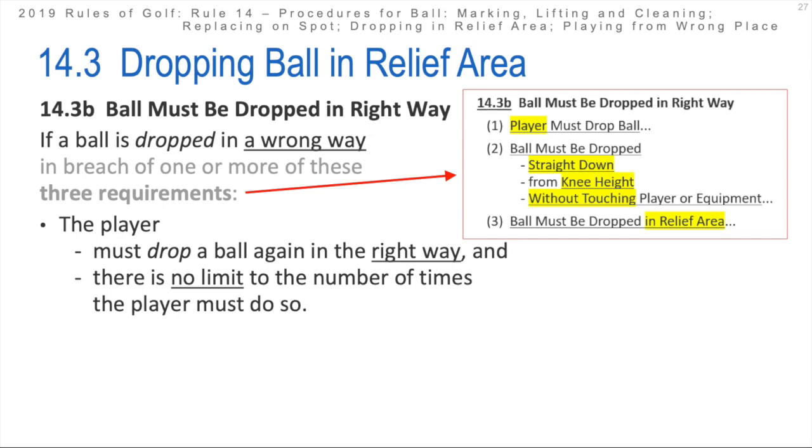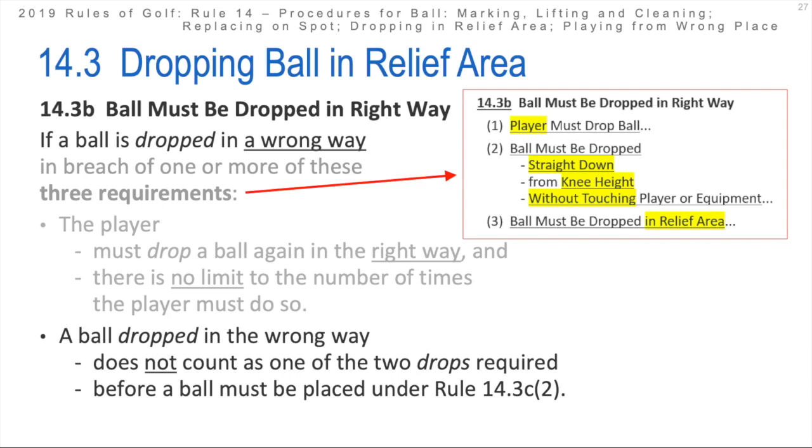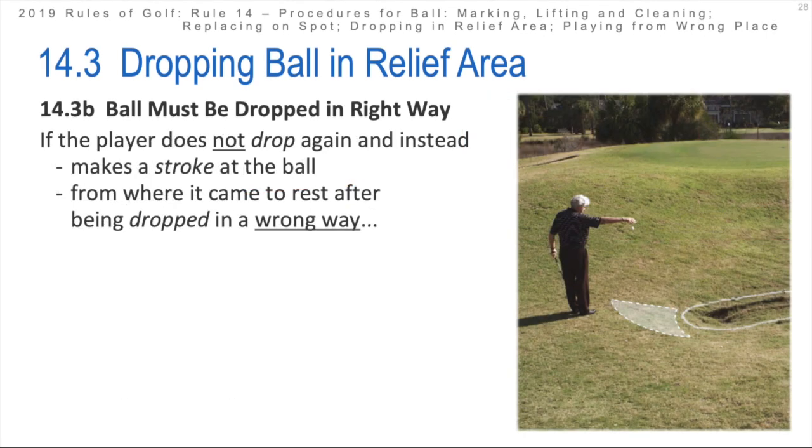That's another wrong drop that you're allowed to correct. But we don't care how many times you mess it up in that way. There's no limit. A ball dropped in the wrong way does not count as one of the two drops required before a ball must be placed under the rule.